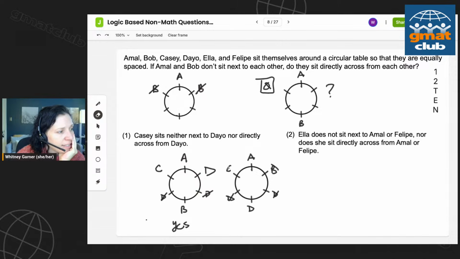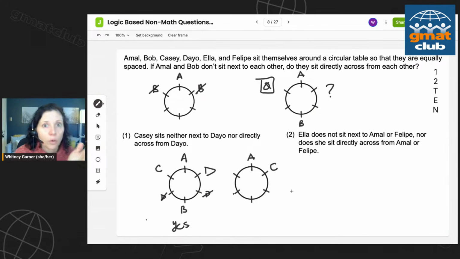So if Casey sits right here, I'm going to kind of wiggle these off my paper. Casey sits right there, there's only one option. Bob has to sit across. Now, quick question. Would it give me a different set of answers if I put Casey here? So to Amal's left instead of Amal's right. Is that going to change anything? Do you think?